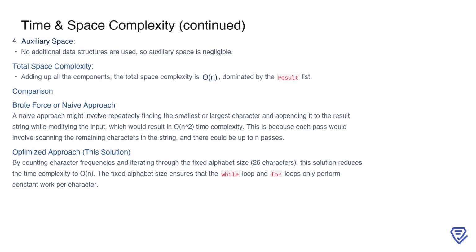To put this into context, let's compare it to a naive approach. A brute force solution might involve repeatedly finding the smallest or largest remaining character and appending it to the result, modifying the input string as you go. This would require scanning the string up to n times, resulting in a time complexity of O(n squared). In contrast, this optimized approach leverages character frequencies and the fixed alphabet size of 26 to achieve a much more efficient O(n) time complexity. By avoiding unnecessary scanning and modifying of the input, the algorithm ensures optimal performance.